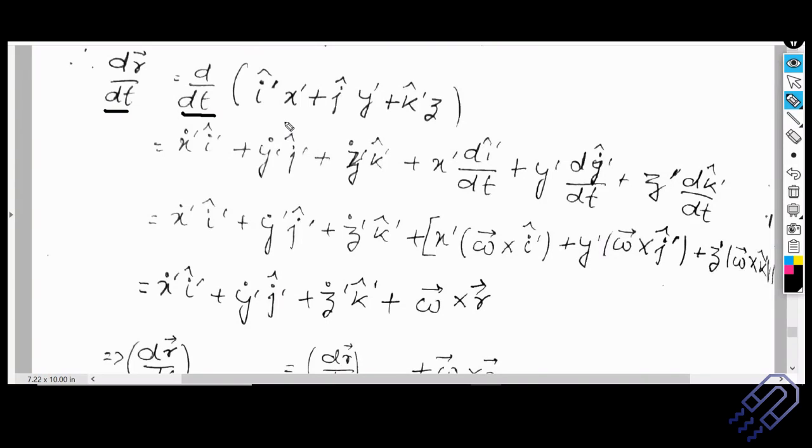So we can write dr by dt as d/dt of the space set of coordinates, if we consider time t equal to 0: i cap dash x dash, j cap dash y dash, k cap dash z dash. I think I missed out on too many dashes here. Then d/dt of x dash will be nothing but x dot dash i cap dash, and y dash with j cap dash, and so on.